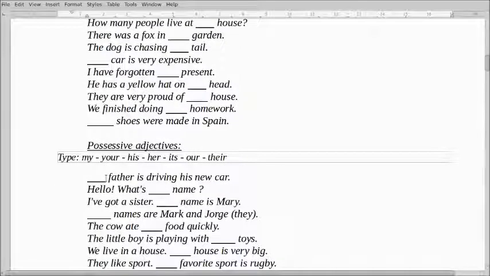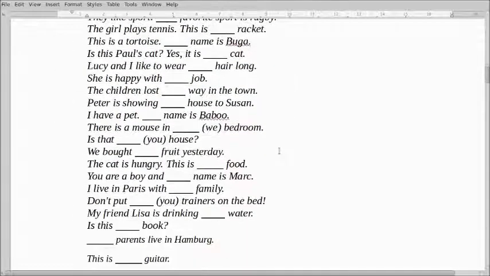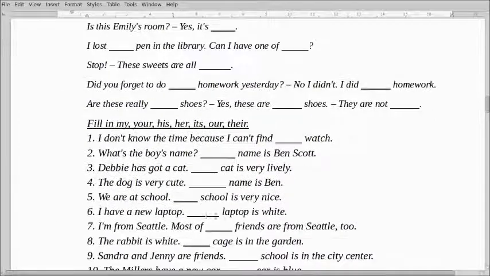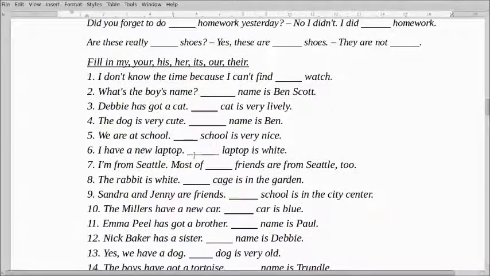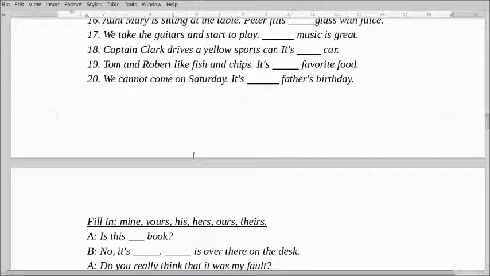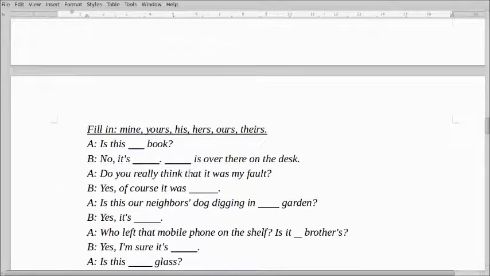For example, my father is driving his new car. Meu pai está dirigindo o carro novo dele. Okay? And then so on. E aí por diante. Okay? Here, the same. Aqui também é a mesma coisa. Vocês precisam preencher com os pronomes possessivos ou adjetivos. Just remind, só se lembre que pronomes adjetivos dão qualidade ao substantivo e os pronomes possessivos substituem o substantivo, ok?